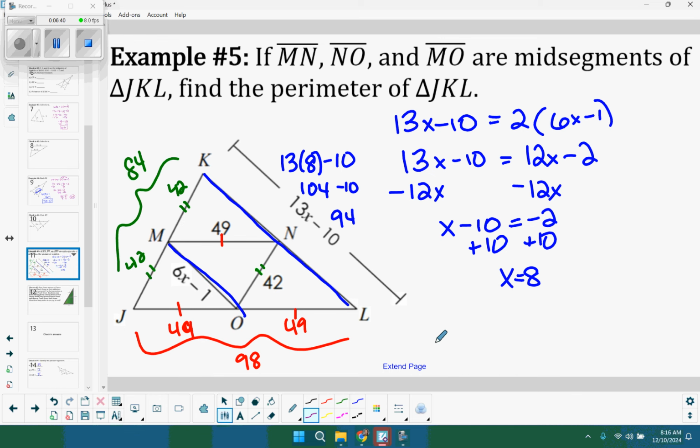So my perimeter is going to be 94 plus 84 plus 98. So it's 8 and 8, that's 16, 17, 27. I'm going to guess 276 on that, but I'm also going to verify with my calculator. Yes, 276. So the perimeter is 276.